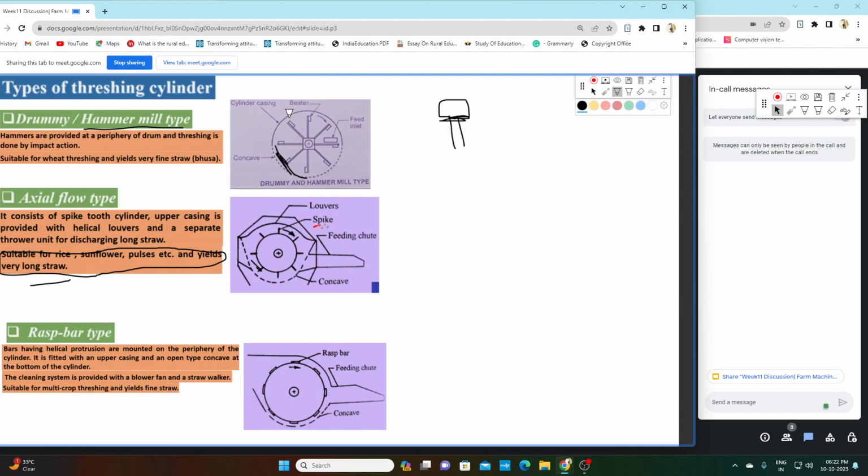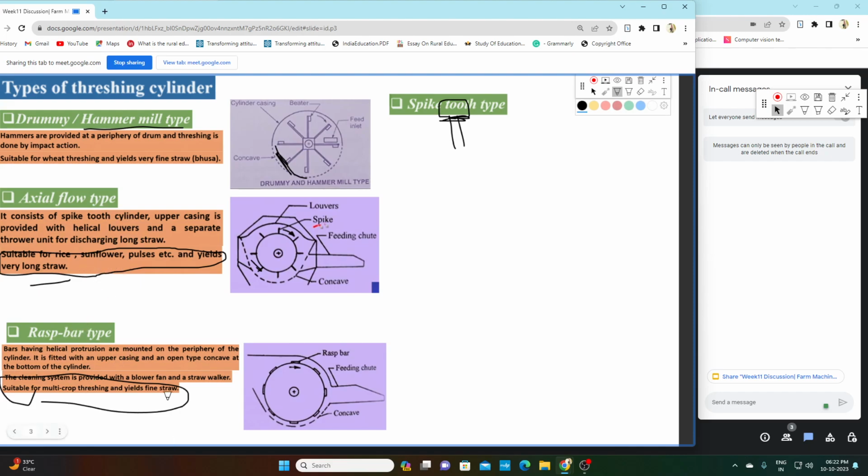The only difference between all these threshers is the threshing cylinder. Here in the hammer type we are using a hammer type beater, here we are using spike type teeth, and here we are using bars, rasp bars. So this is a multi-crop thresher that you must remember. Axial flow threshers are generally used for sunflower, pulses, or rice.